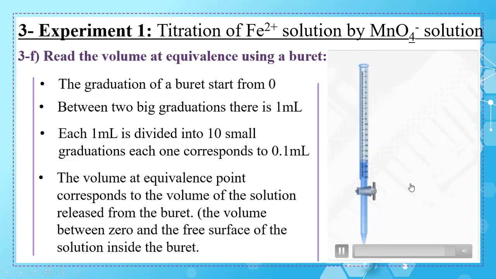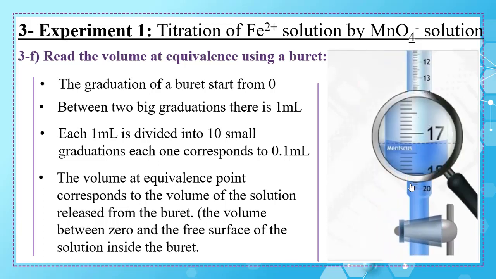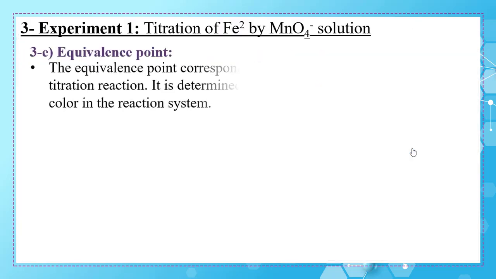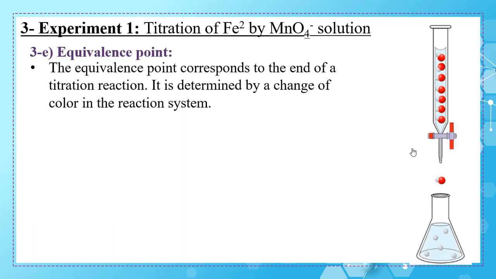And let's see another case. In this case the tangent is at 17.3. So the equivalence point corresponds to the end of a titration reaction. It is determined by a change of color in the reaction system.